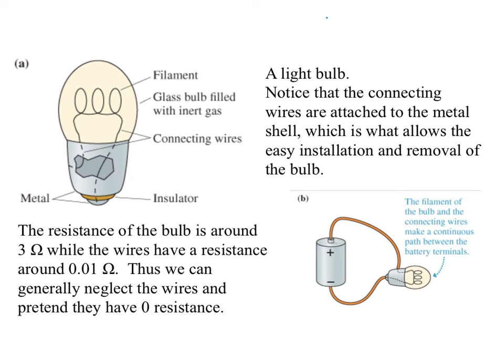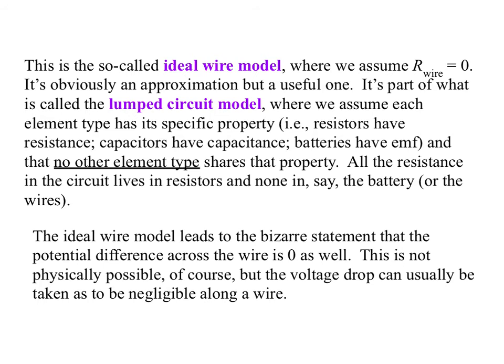The resistance of a bulb is around 3 ohms, while the resistance of the wires is around maybe 0.01 ohms. So we can generally neglect the wires and pretend they have zero resistance. This is what we call the ideal wire model, where we assume that the resistance of wires is zero. It's obviously an approximation, but it's a useful one. It's a lot like saying something's frictionless. We know it's not really true, but it can be very useful, and we can approximate it just by working harder and harder.